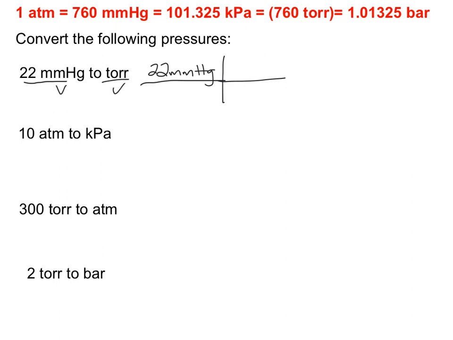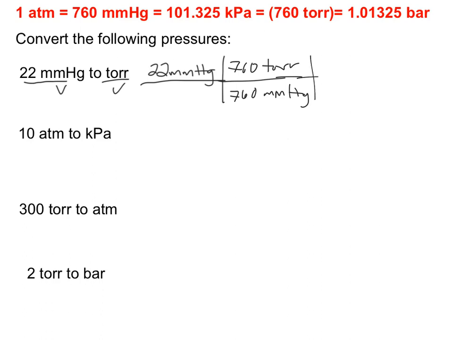I need to look at the equality set up here and figure out what the relationship between millimeters of mercury and torr actually is. 760 millimeters of mercury is equal to 760 torr. So that's the relationship, that's the conversion factor. In this case, we're going to put what we want over what we have. We want to be in torr, so I have 760 torr to 760 millimeters of mercury.